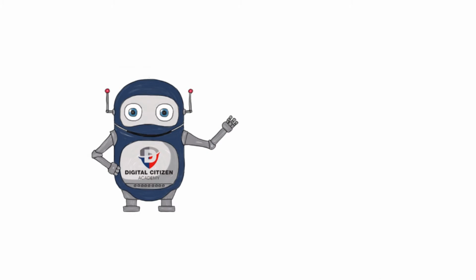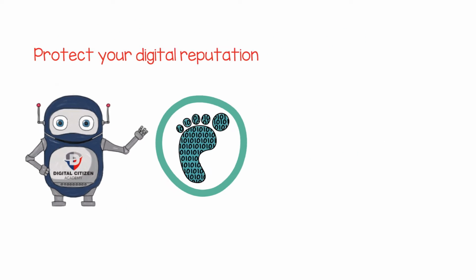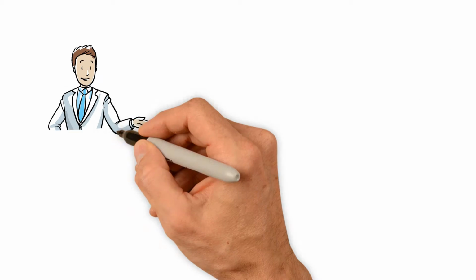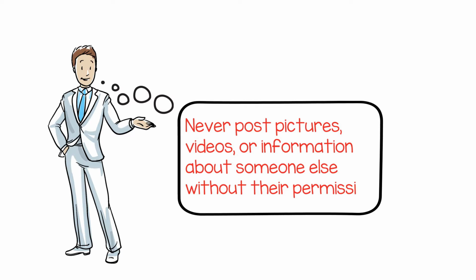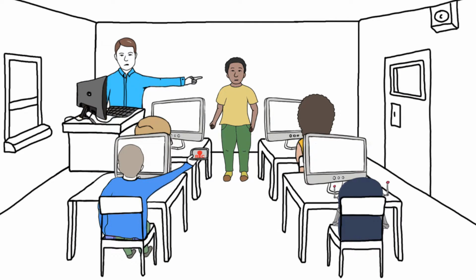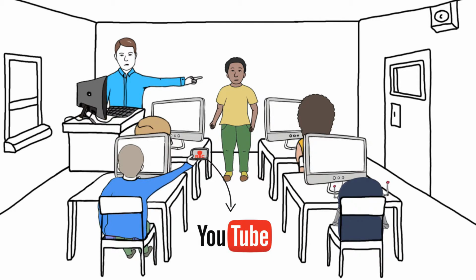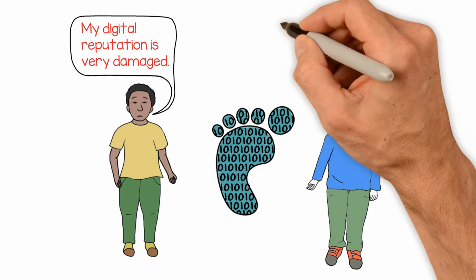As a digital citizen, you have the obligation to protect not only your digital reputation, but those of others as well. One way to do this is by never posting pictures, videos, or information about someone else without their permission. Once Digi's friend Alex took out his phone in class. He filmed someone getting in trouble in class and posted it on the internet. This was very damaging for the other student's digital reputation. It was also a very cruel thing to do.